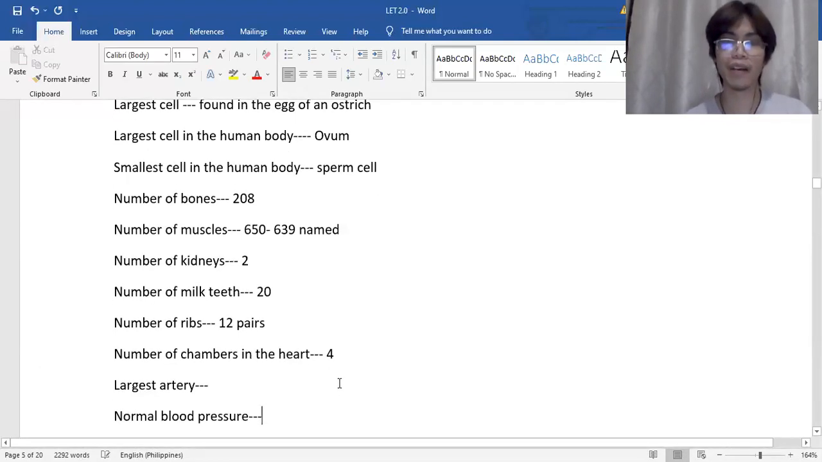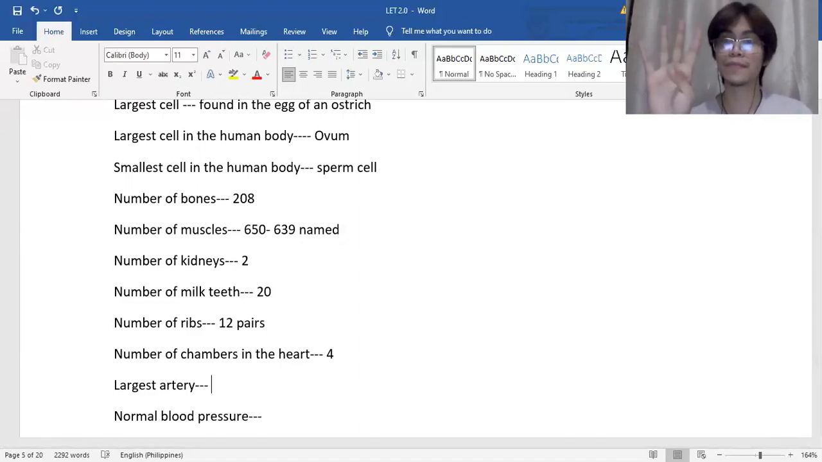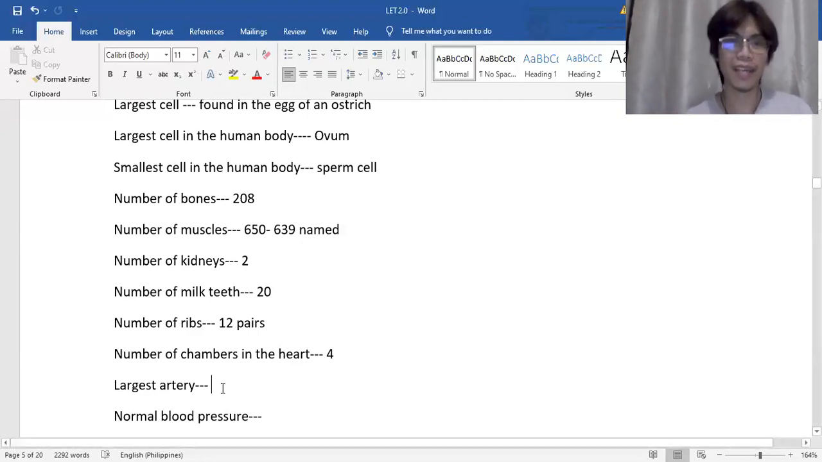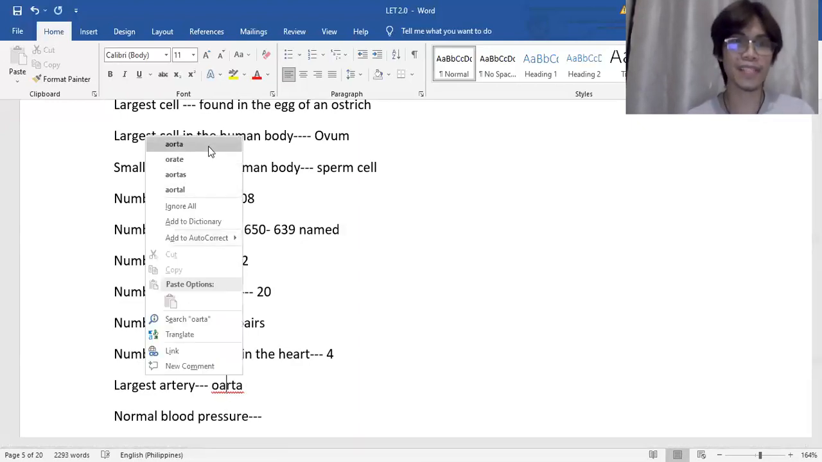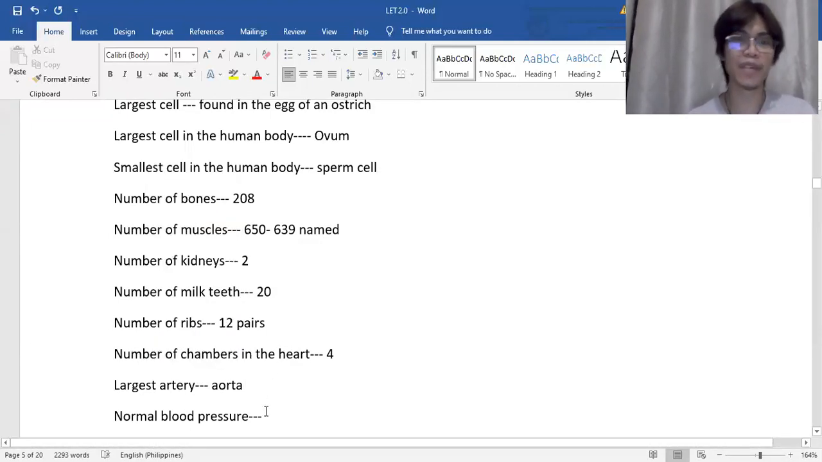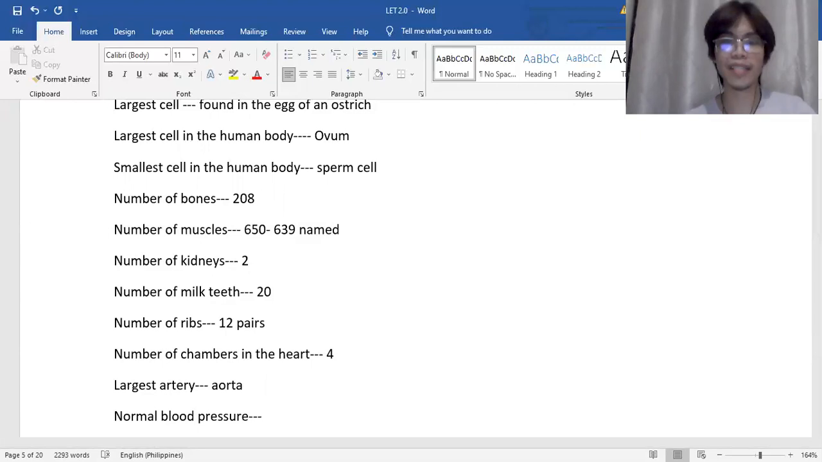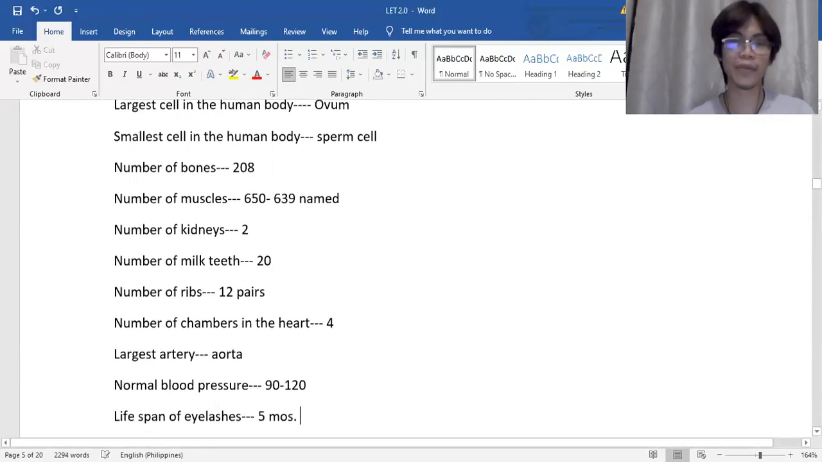What are the 4 chambers of the heart? We have the right atrium, right ventricle, what else? Left atrium, left ventricle. Left and right atrium, left and right ventricle. So those are the 4 chambers of the heart. Largest artery, of course, that is the aorta. Sorry, forgive my spelling. Normal blood pressure, it is 90 to 120. Okay?